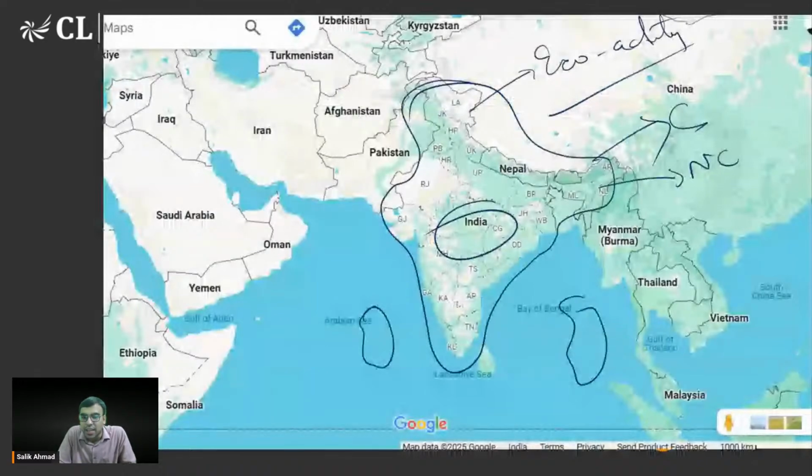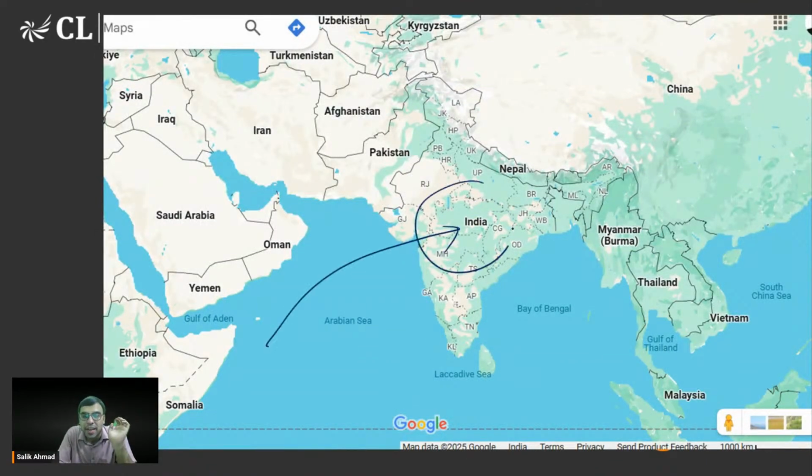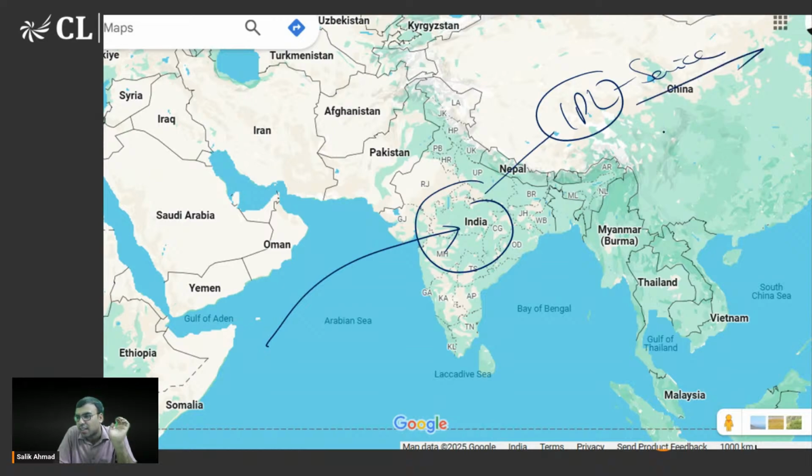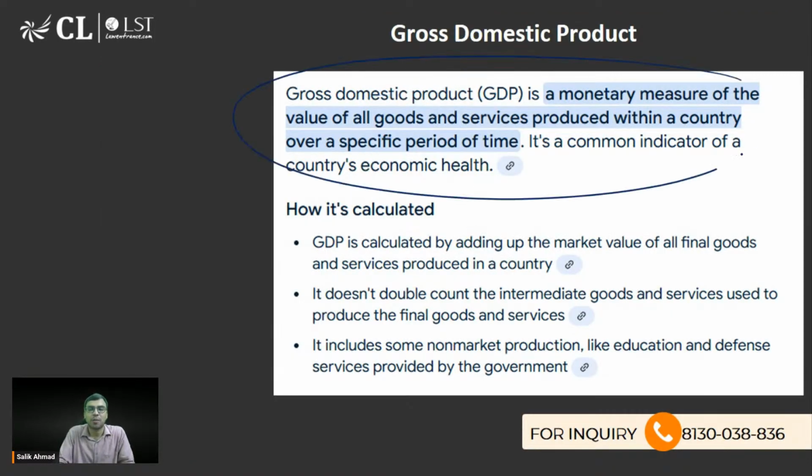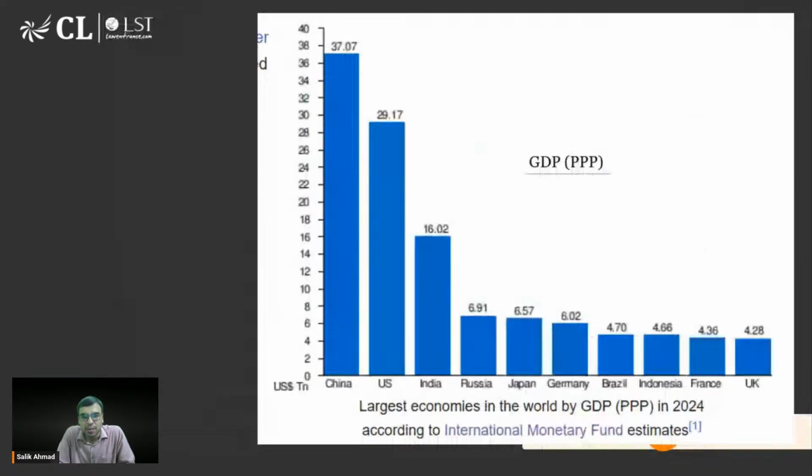For example, a foreigner is coming to India and playing IPL. IPL एक सर्विस जनरेट हो रहा है ना, तो उससे भी जो amount generate हुआ, that will also get contributed to GDP. So a foreigner is doing a service or producing goods in the country, still that will be added in GDP. ठीक है, that is what you should be knowing about it.